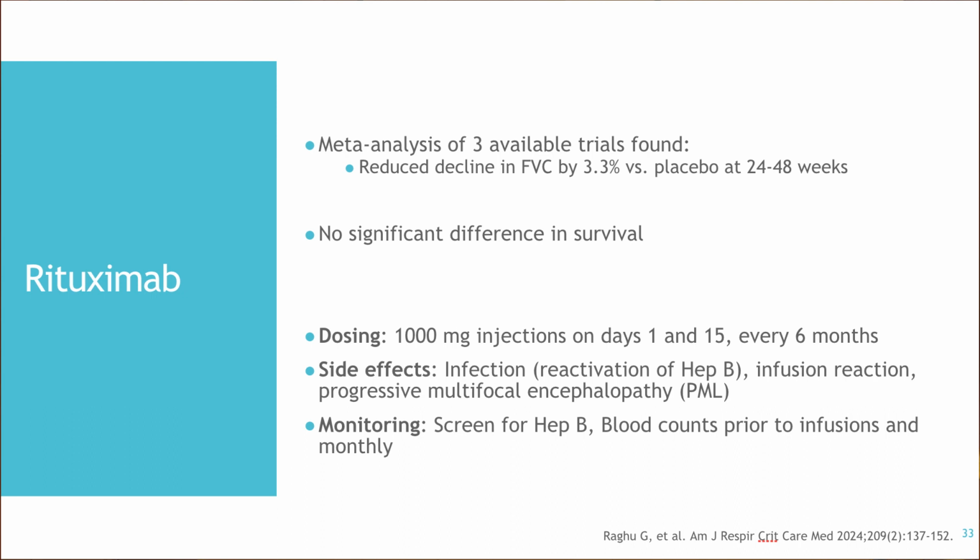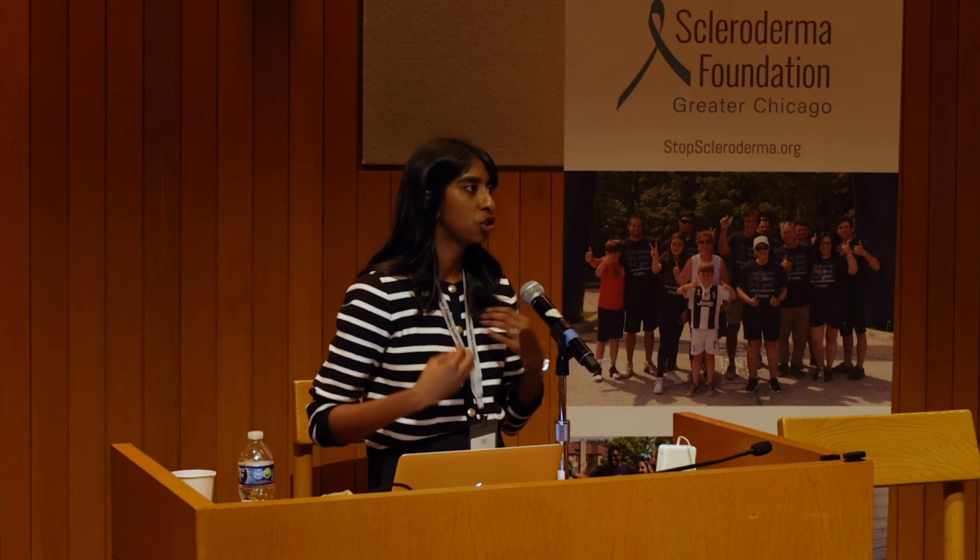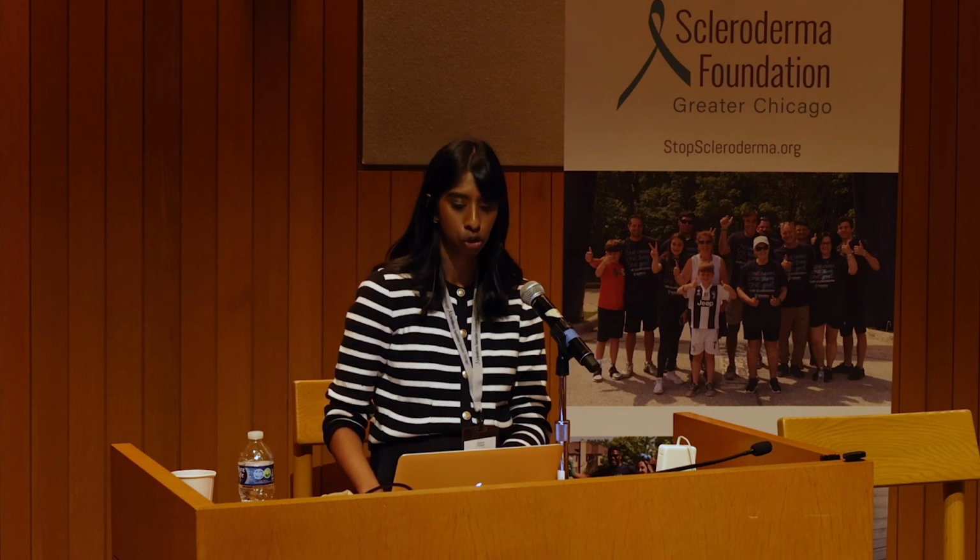But what these trials found was that there was a reduced decline in the forced vital capacity, or one of these markers of lung function that we use, by about 3% in the group that was getting rituximab compared to placebo. And depending on the trial you looked at, some trials looked at up to 1 year, some looked at up to 2 years. There was no significant difference in survival, however. So lung function decline was improved, survival was not, and that's why it kind of falls into that second camp of medications. There are patients where this medication can be really great for controlling other manifestations of the scleroderma, but if your main manifestation is ILD, this is probably not my first line choice.